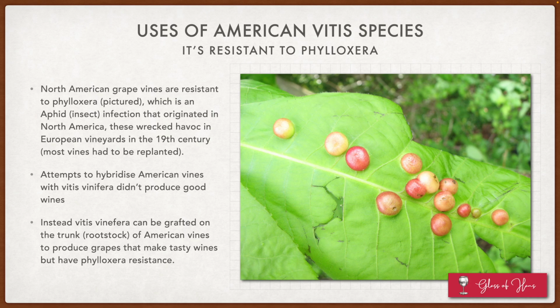Initially, they attempted to hybridize American vines with Vitis vinifera, and hybridize in this case means getting the two Vitis species to interbreed, but it didn't produce any good wines. So instead, what actually happened successfully was to graft Vitis vinifera onto American rootstocks. And that preserved the taste of these European wines, but at the same time, it made them phylloxera resistant.